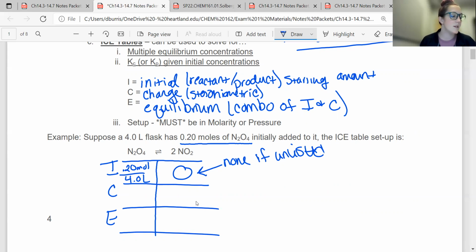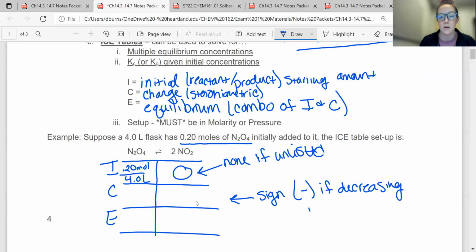All right. Now the change, remember I said, is stoichiometric. So first of all, these need to have a sign. And what I mean by that is you need to make it negative if it's decreasing in amount, and positive if it's increasing in amount. Okay, in order for this to reach equilibrium, we know that some of products are going to have to be made. In order to get a K value, we're going to have some reactants gone, used up, to make some of the products.